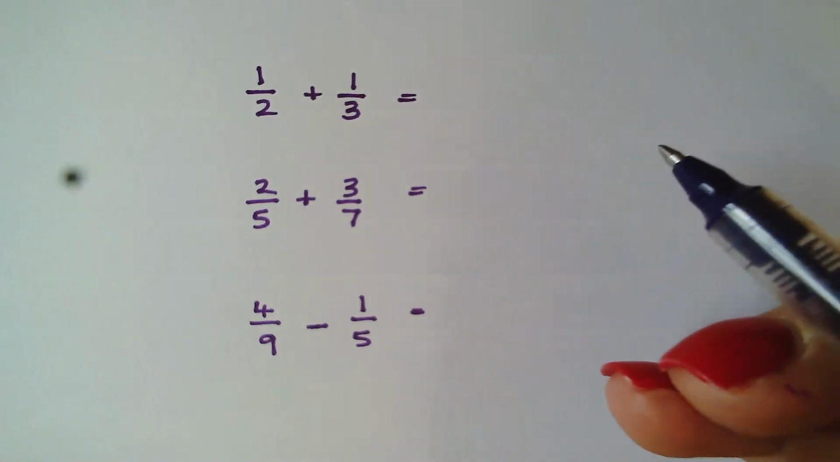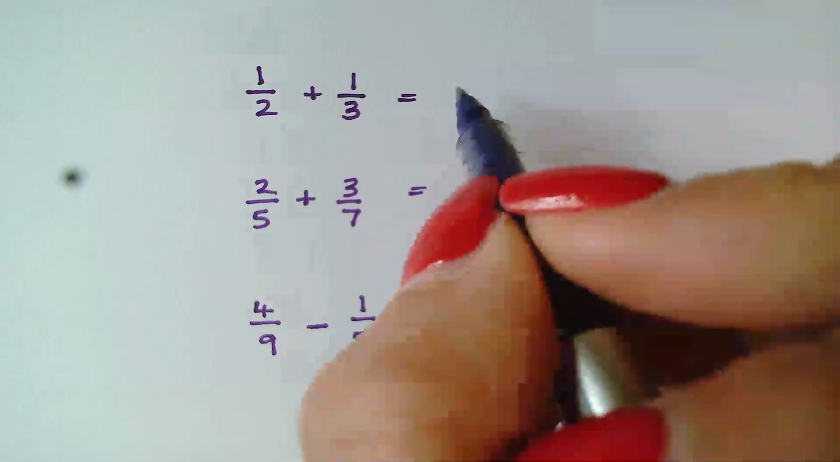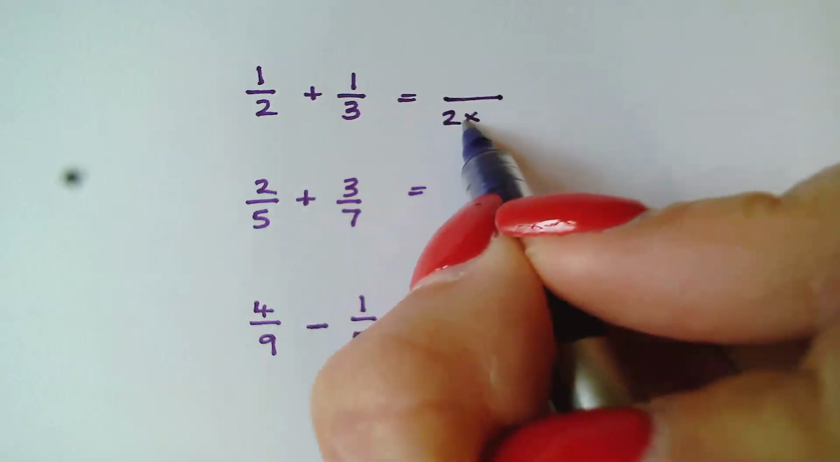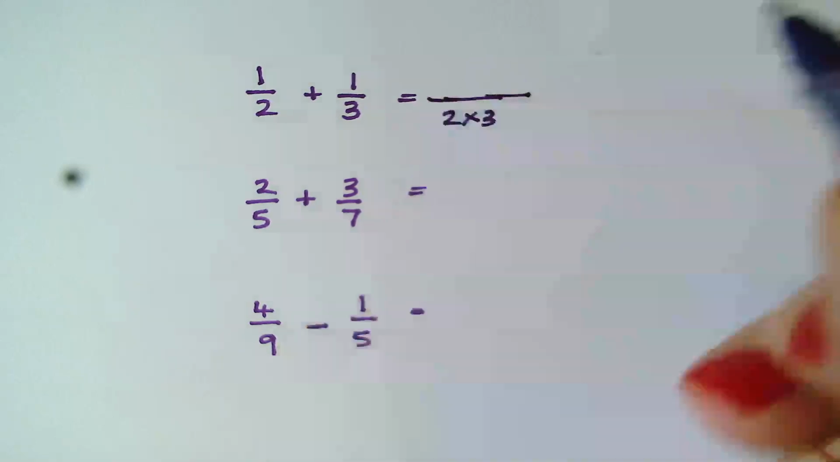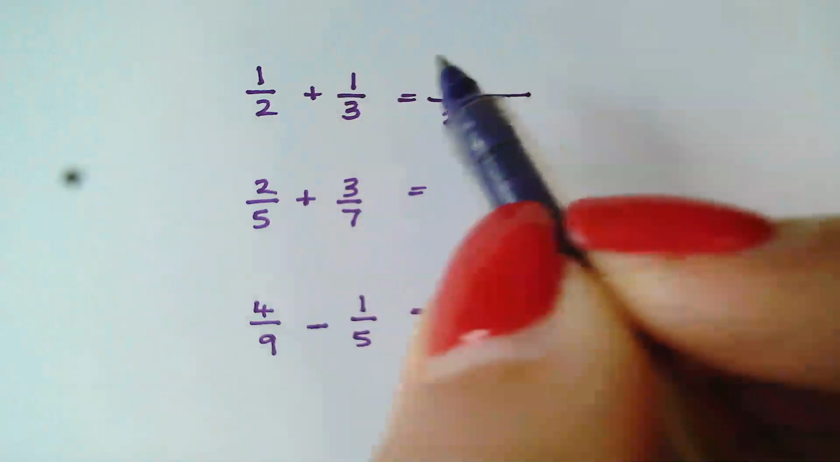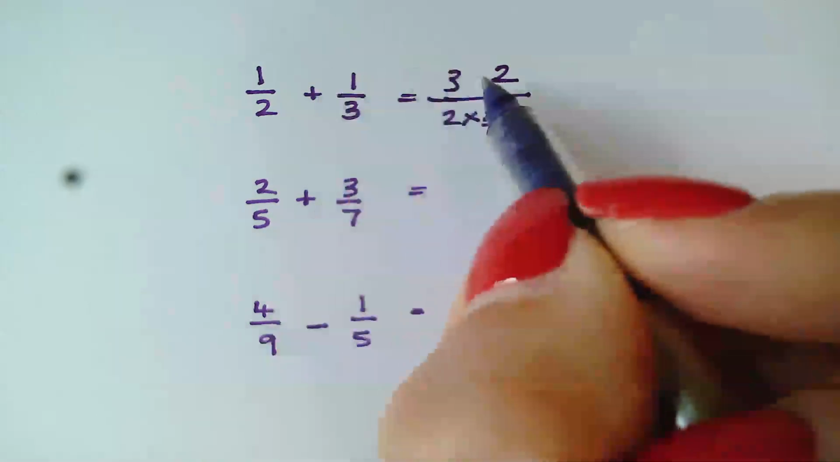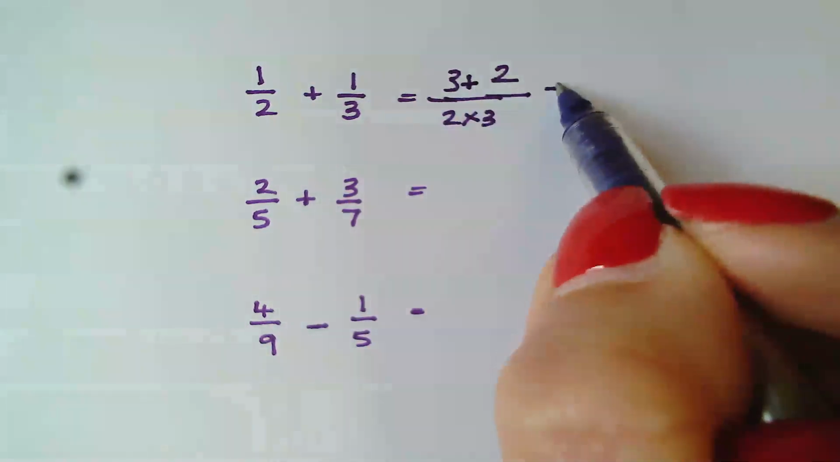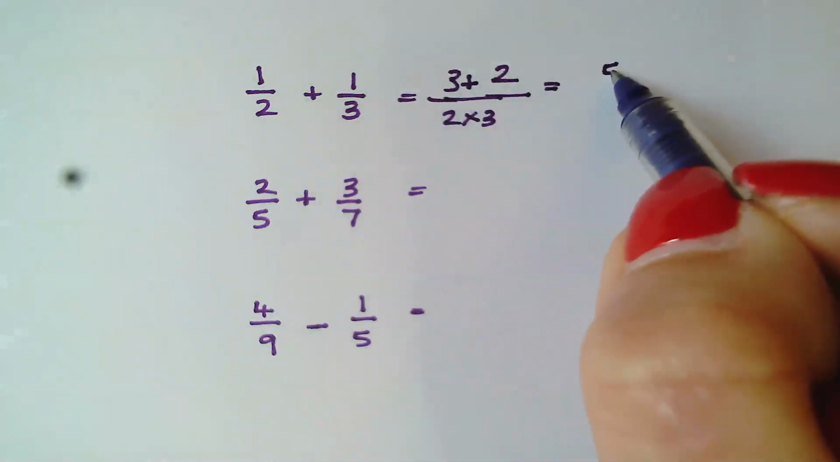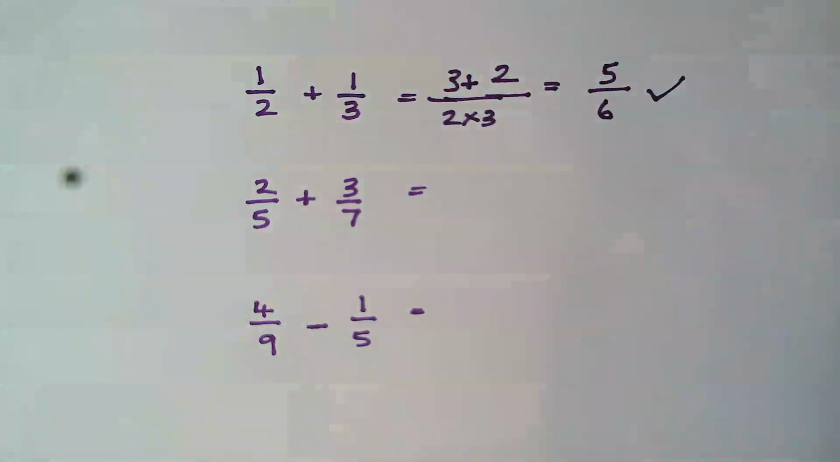Adding and subtracting fractions, we need to have the common denominator. So start by multiplying 2 and 3 together to get your common denominator. Then we're going to do 1 multiplied by 3 to get 3, 1 multiplied by 2 to get 2, and we're adding them together because we're adding together these fractions. 3 plus 2 is 5, 2 times 3 is 6, 5 over 6.